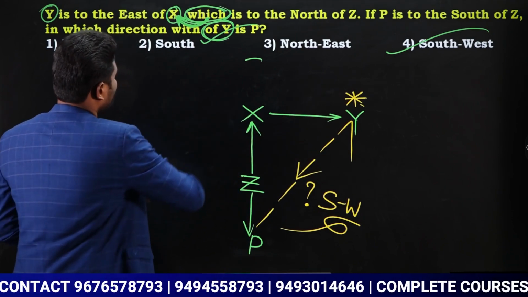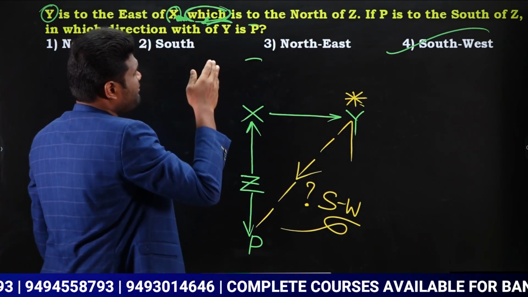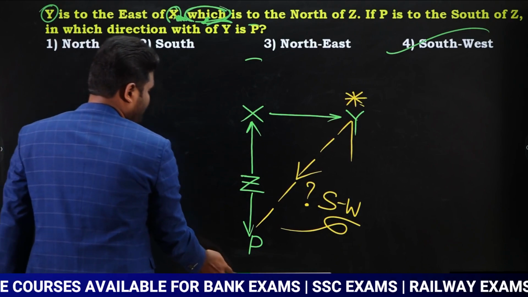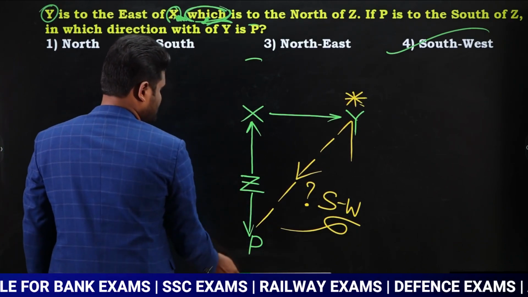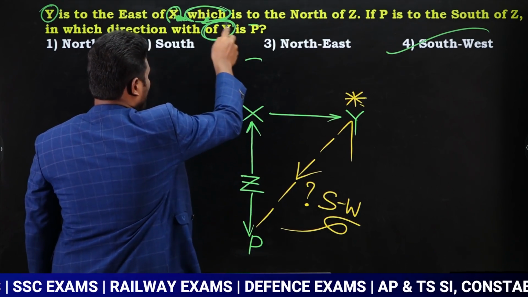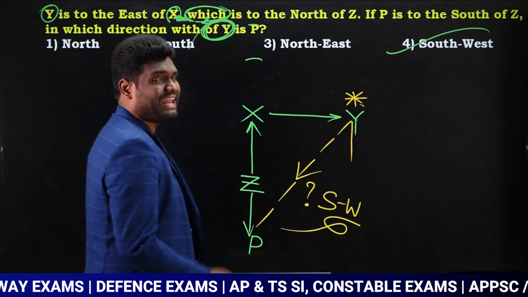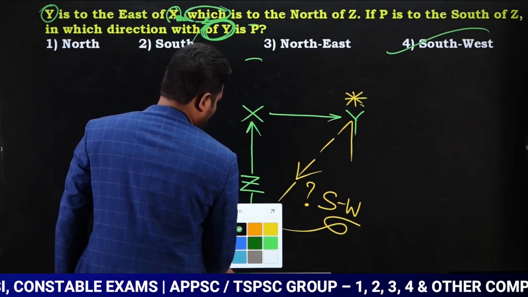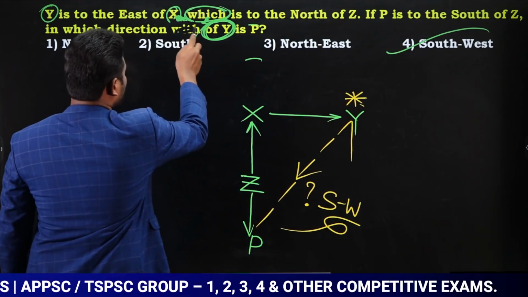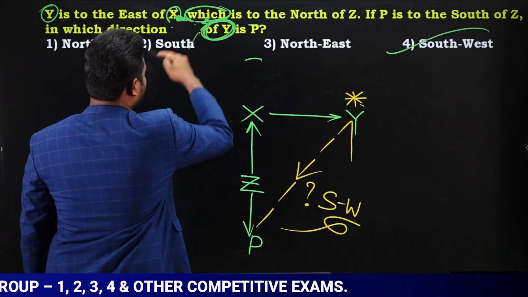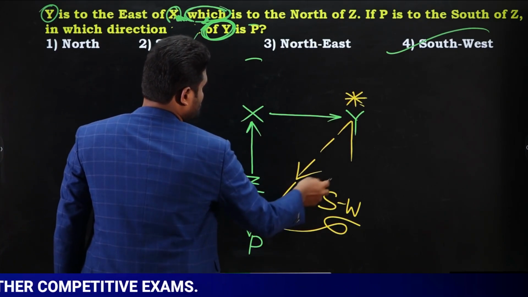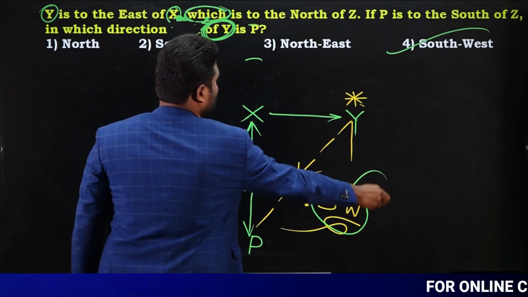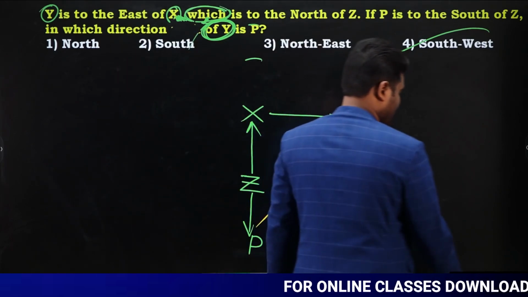In which direction? Y is to the east of Z, and P is to the south of Z. In which direction of Y is P? Whenever you come across this type of terminology, whatever comes after "of" you need to take as the reference. So "in which direction of Y is P" means you need to observe from Y. When you observe from Y, P is in the southwest direction. Is that clear? Very, very important and very simple.